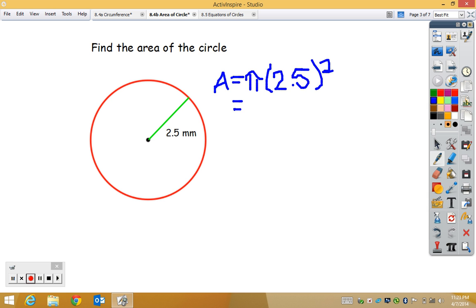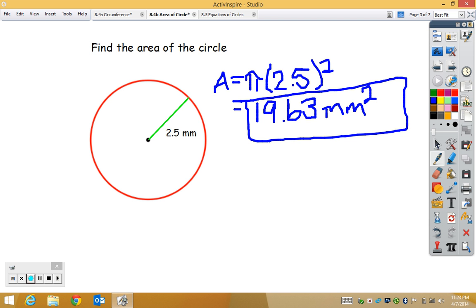If we square 2.5 and then multiply pi and round to the nearest hundredth, we get our area equals 19.63 square millimeters. We're dealing with area, so we're going to have our units squared, and again, it's not millimeters squared, it's square millimeters.